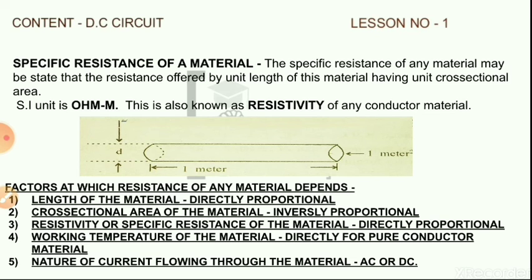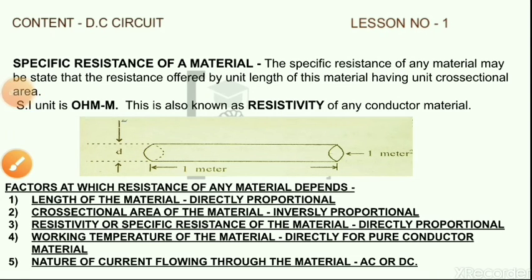Here you can see the picture. We have a 1 meter length of conductor material having 1 square meter cross-sectional area. The total resistance offered by this amount of material will be its specific resistance at a certain constant temperature.